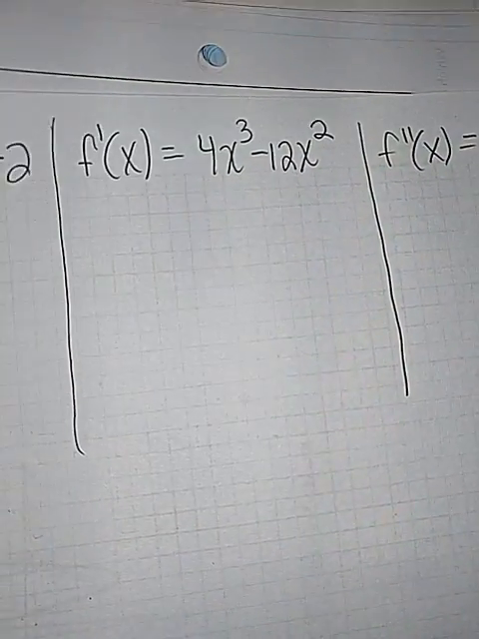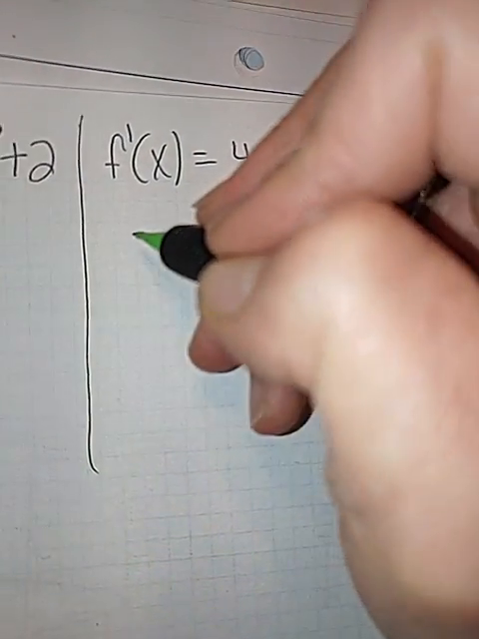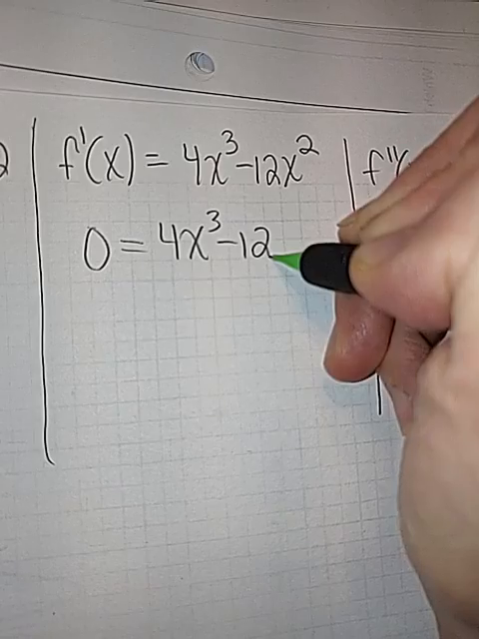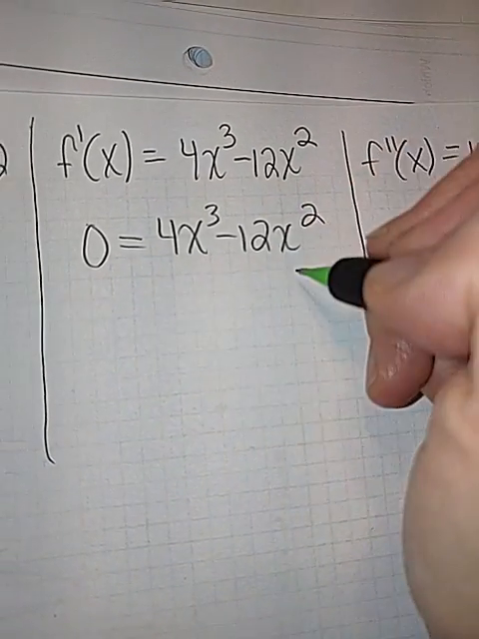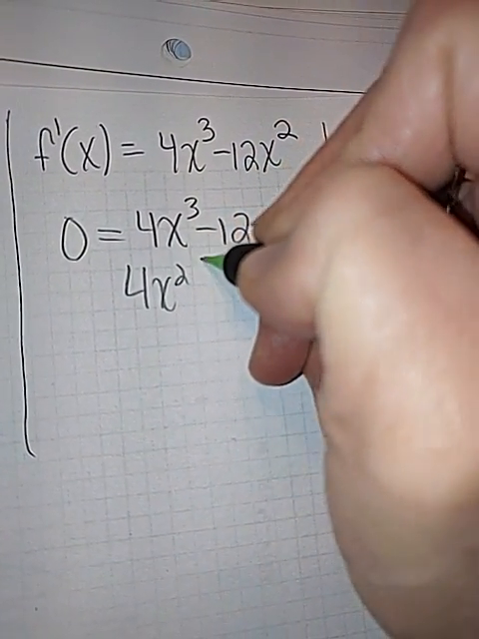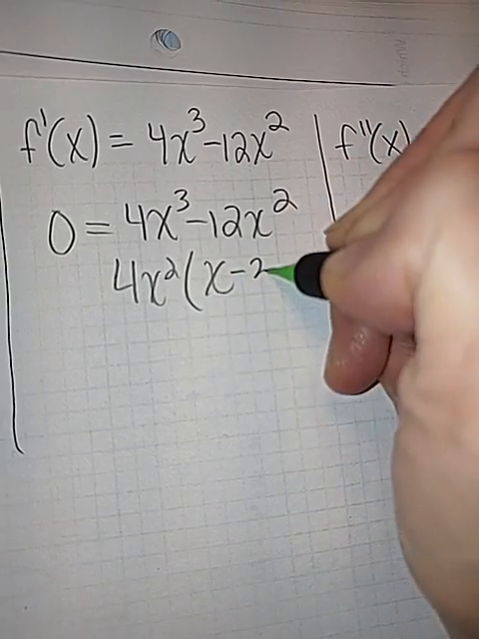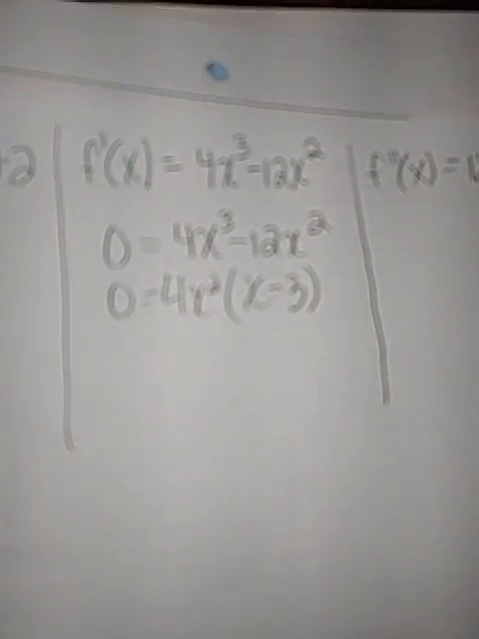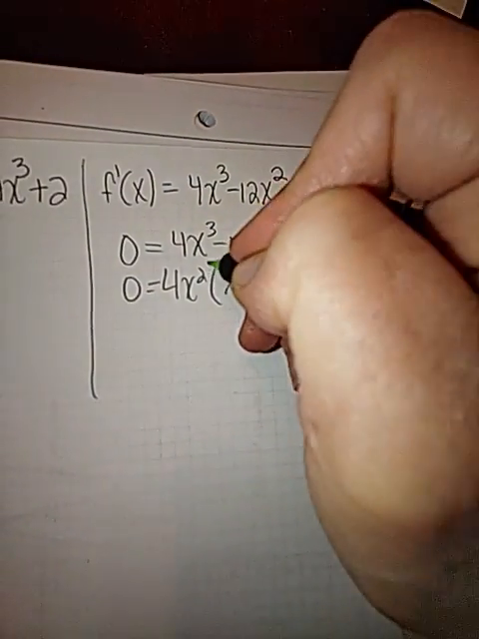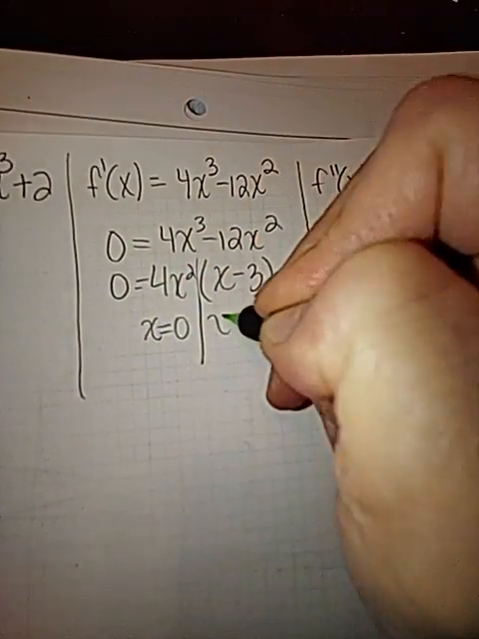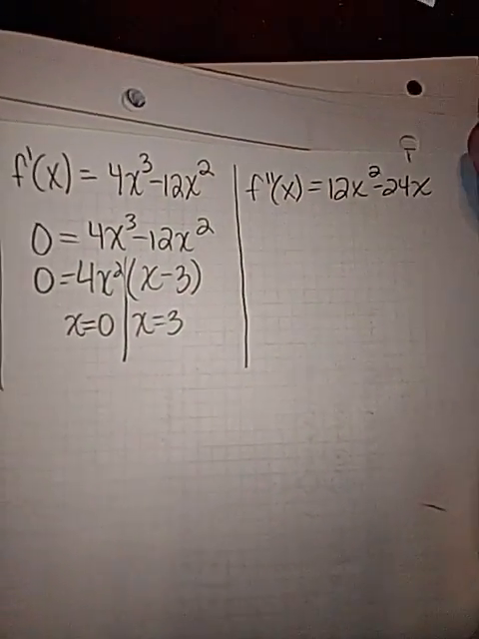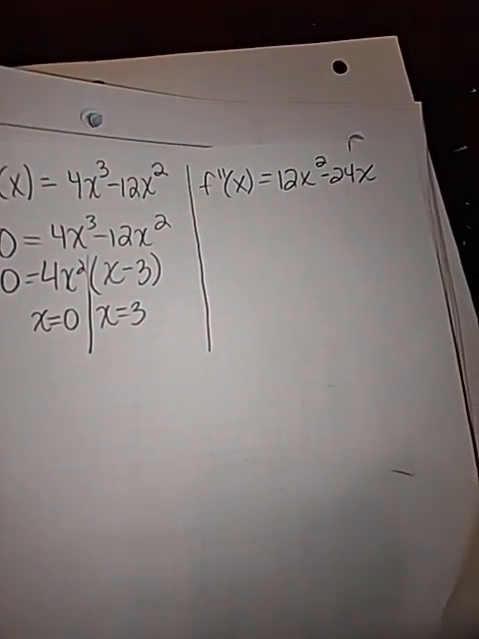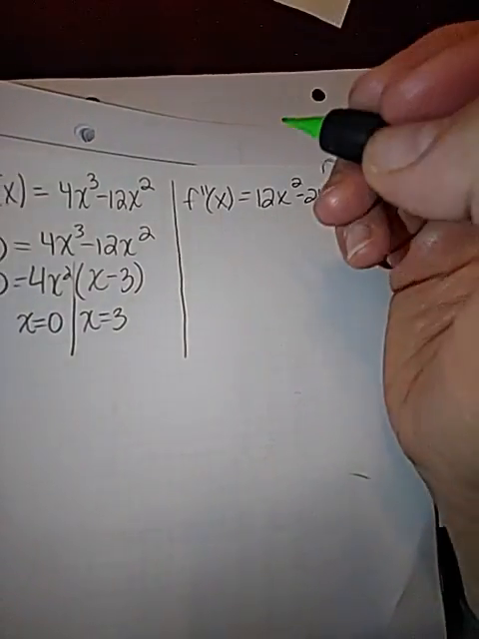Okay, so to find my critical values, I go back to the first derivative and I set it equal to 0. Okay, there's a 4x squared in common, so I'm going to take it out. I have x minus 3. Set both factors equal to 0, and I get 0 and positive 3. Okay, so now I'm going to jump right into the second derivative to test to see if I have a relative minimum or maximum.